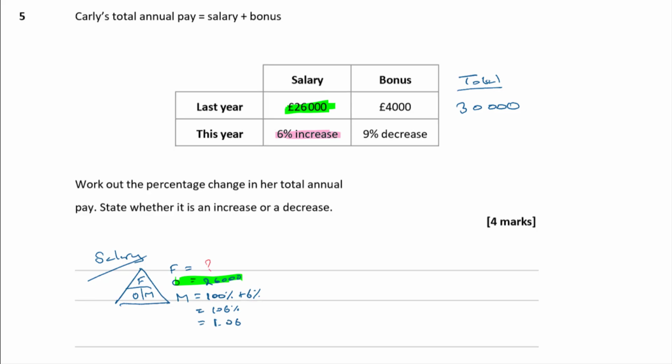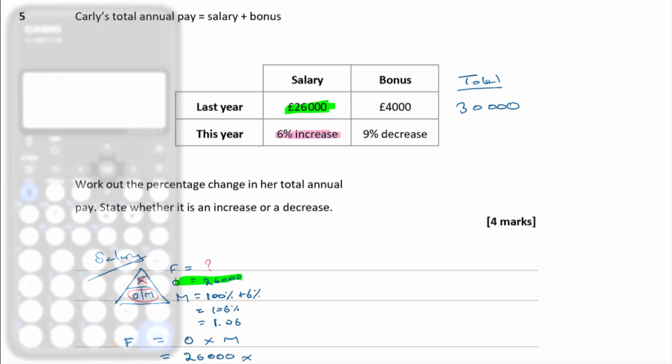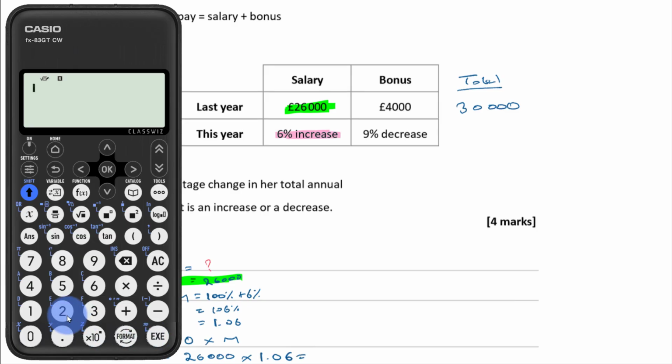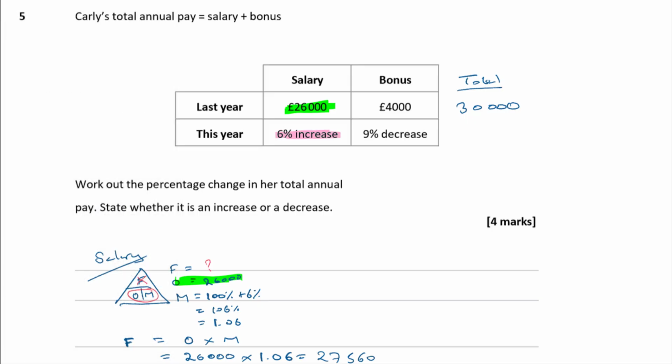Okay? So for the salary component, we'll just stick your thumb on the one you want, which is final, and that tells us what to do with the other two. It's original times multiplier. So final equals original times multiplier, which is going to be the 26,000 she earned last year multiplied by 1.06. Okay, time to reach for the calculator. So 26,000 times 1.06. I made that 27,560. Just going to write that up here as well, so it's all in one place.